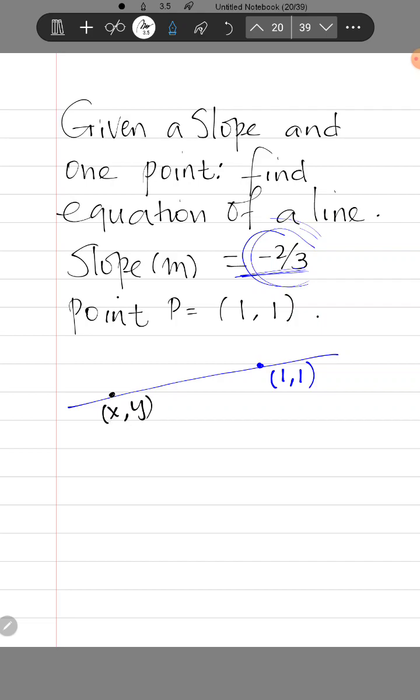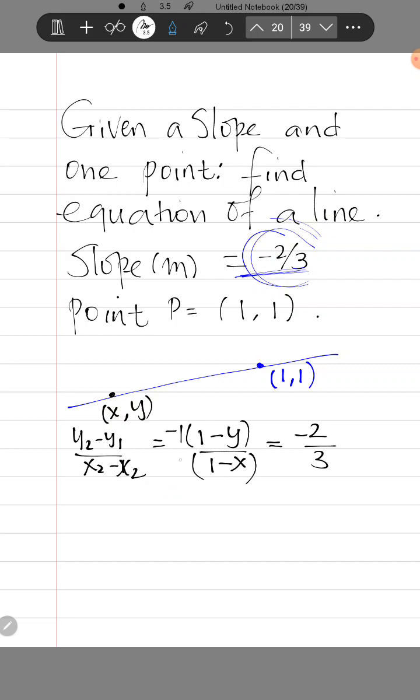Now we define the slope from these 2 points. The slope is y2 minus y1 divided by x2 minus x1, which is 1 minus y divided by 1 minus x, and the slope is minus 2 over 3. From here, now we can have the equation of the graph. We can multiply both numerator and denominator by minus 1 here to make it convenient for our operation. y minus 1 divided by x minus 1 is equal to minus 2 over 3.